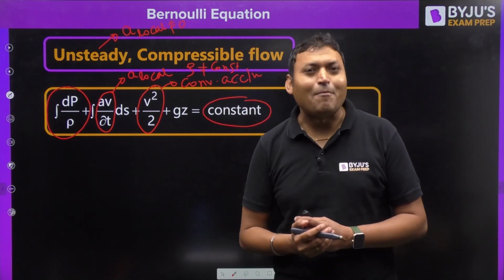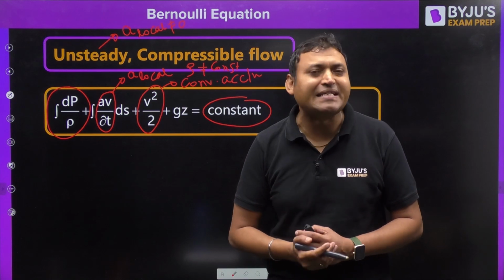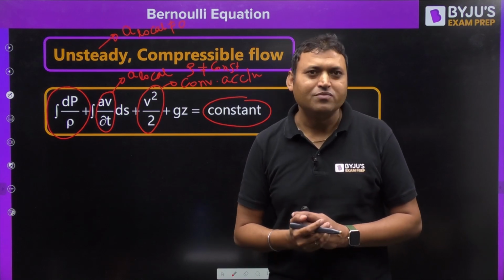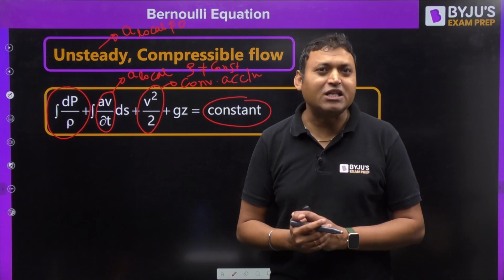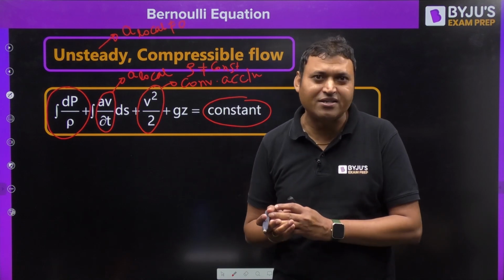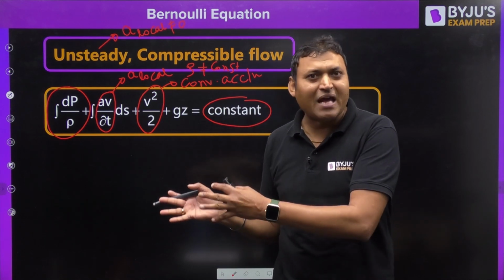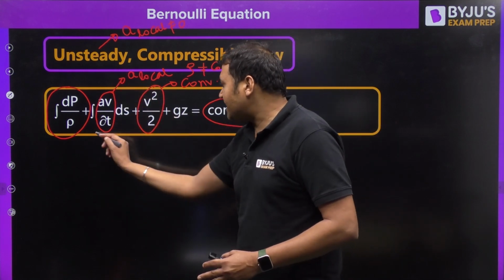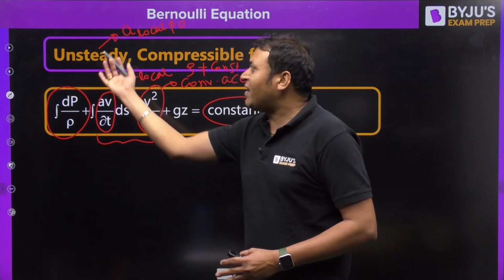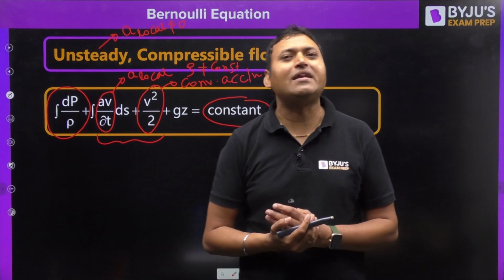Now, because we have applied the force balance or Newton's second law in the direction of flow, along the streamline, that is why we have written the tangential acceleration, local plus convective. In this case, local plus convective, but otherwise for a steady flow, it is only the convective acceleration.